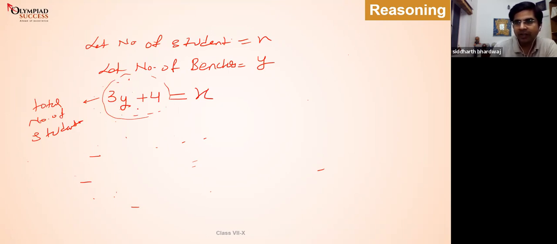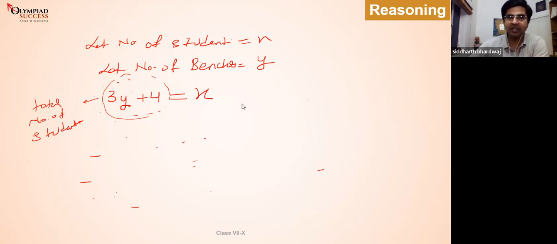Is it clear? If there are three benches, and three students sit on one bench, how many students will be there? Obviously 9. Yes, Dhruv, correct. Sarvesh, yes, we'll take x and y. That is right.